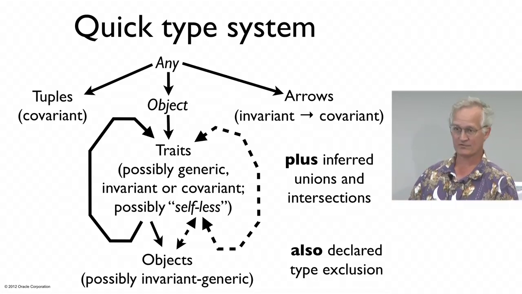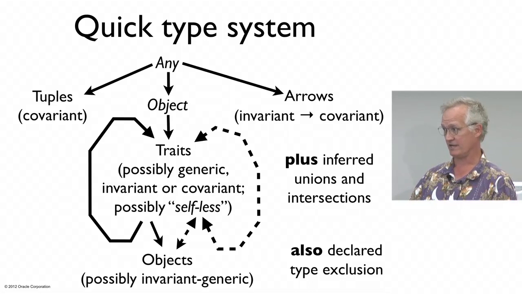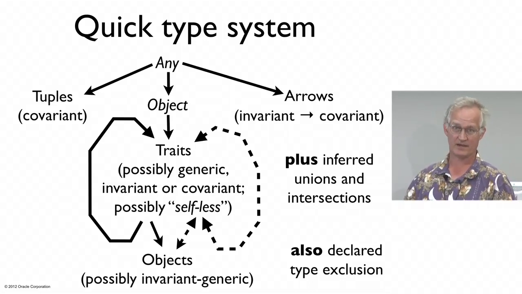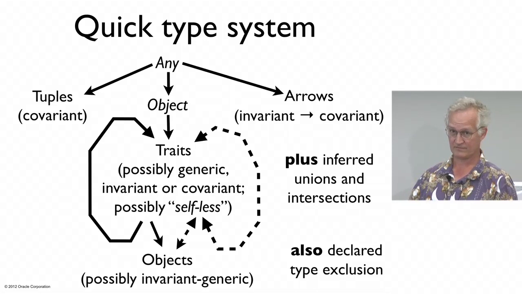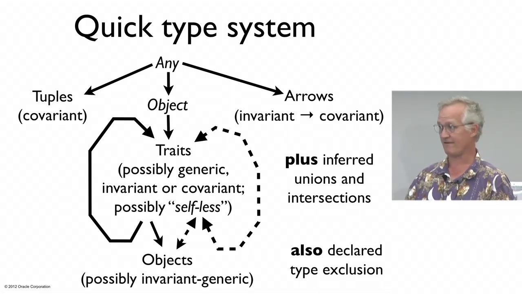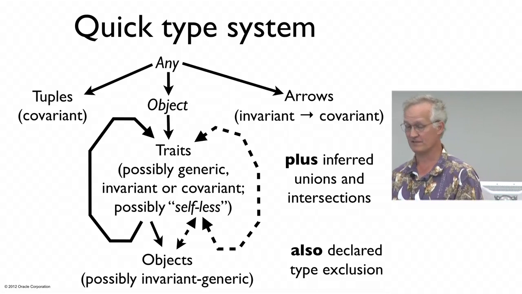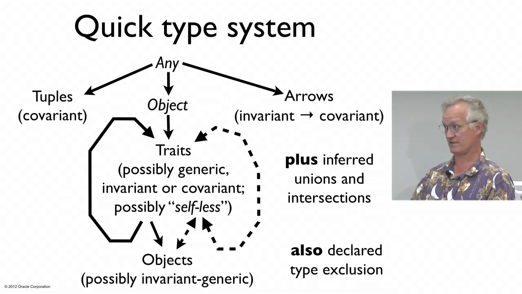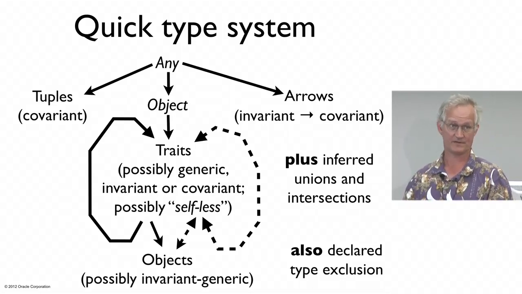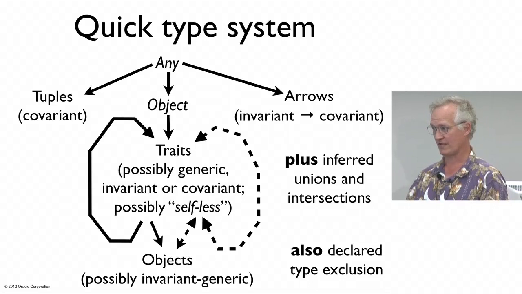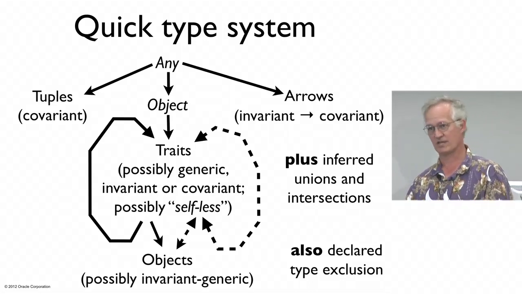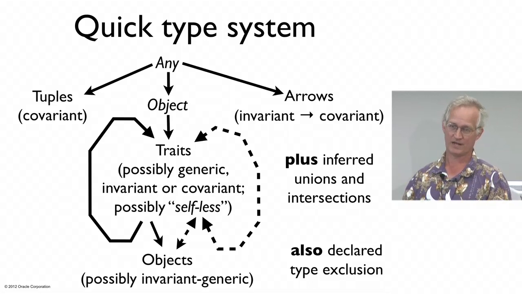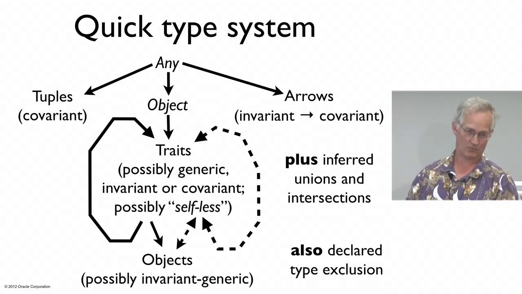Within the object hierarchy, there are traits, which can be generic, and objects, which can be generic. Traits are like interfaces with default methods. And objects are like final classes. Traits can be invariant or covariant in their various methods. Fortress has a special thing that we call selfless traits, described on the next slide. At runtime, you will also see union types and intersection types produced by type inference. And Fortress also has a way of declaring that two types can never be in the same place. You cannot extend dessert topping and floor wax simultaneously.